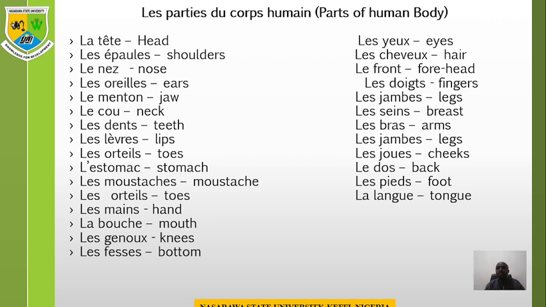Les jambes means legs. Les seins means breast. Les bras means arms. Les joues means cheeks. Le dos means back. Les pieds means feet. And finally, la langue means tongue. See my tongue. La langue means tongue.